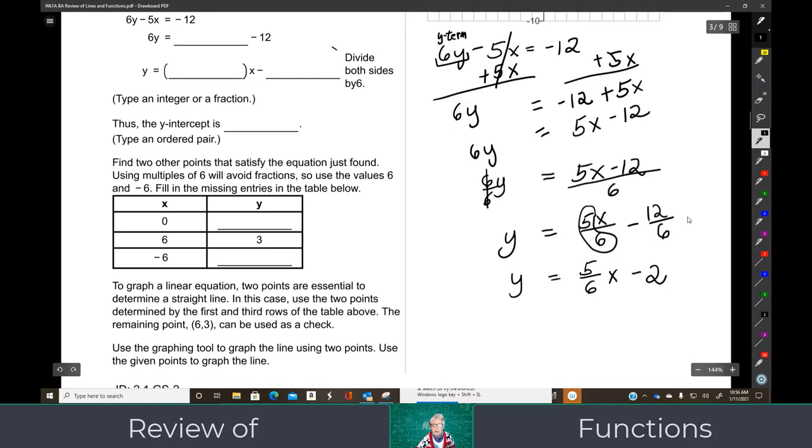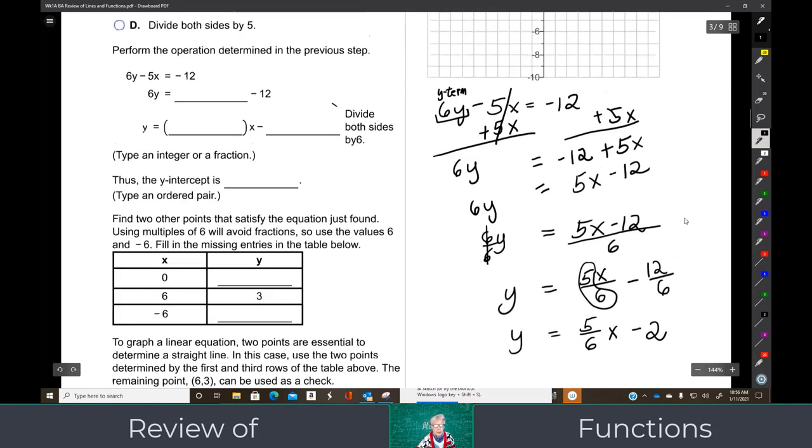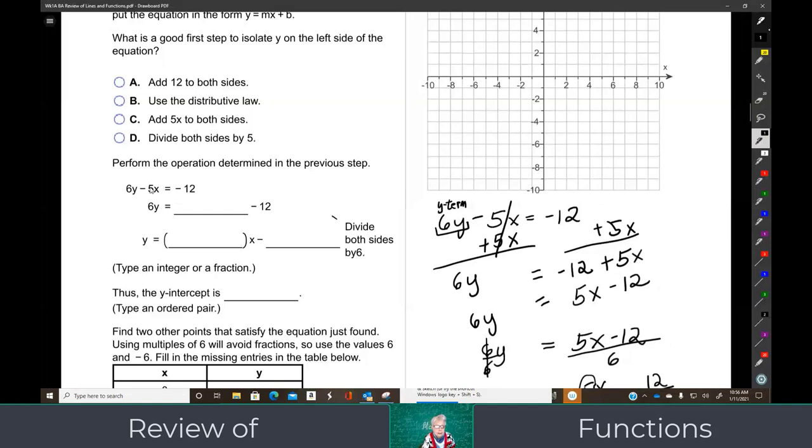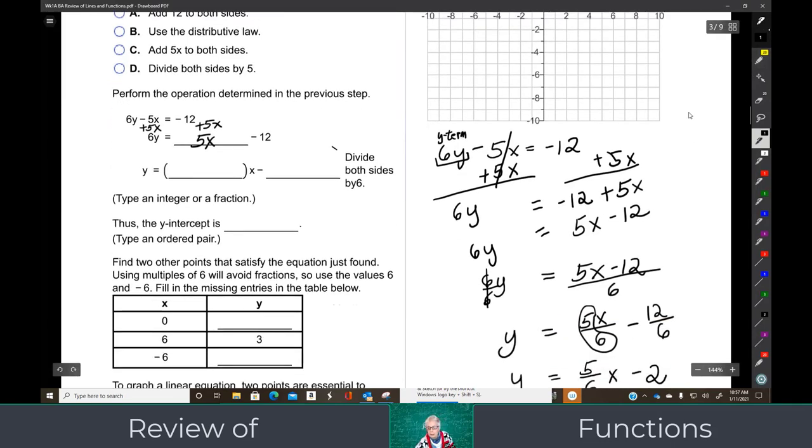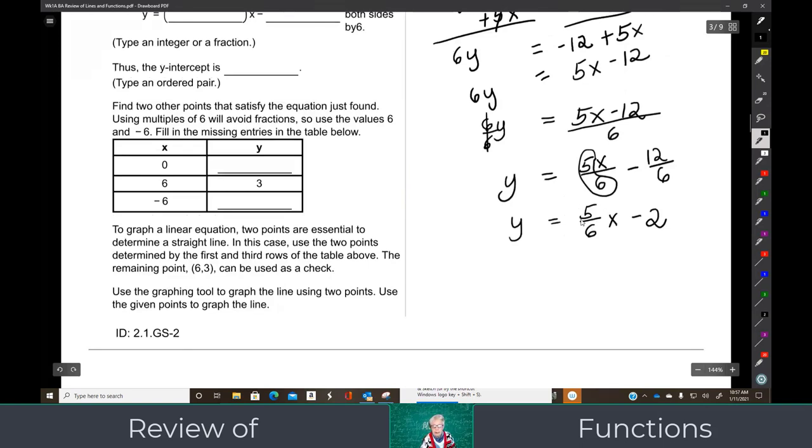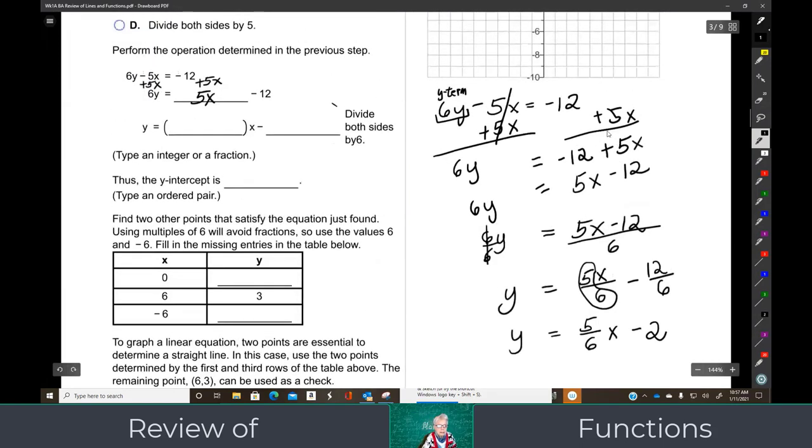So now I know what they're looking for. I kind of had to go through it myself. Here we go. The first thing they're going to do is add 5x to both sides. And they're very careful to put the 5x in front of the negative 12. And then they want you to put the fraction part, the slope, in parentheses here. So that's going to be 5/6.